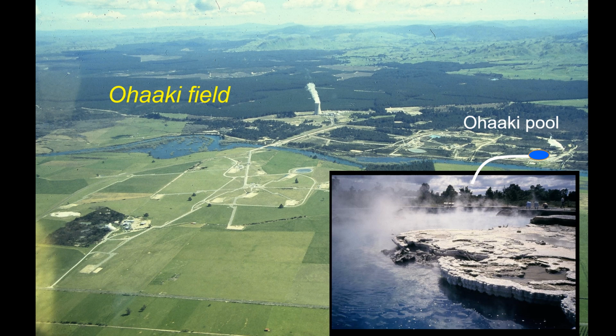When originally explored in the 1960s, before any wells were drilled, there was but one prominent natural surface feature in the form of the Oahu Pool, shown in the inset. It is located in the northwest part of the field, and the photo shows what it looked like in 1987. It naturally discharged a near-boiling chloride bicarbonate water at a rate of about 10 liters per second.